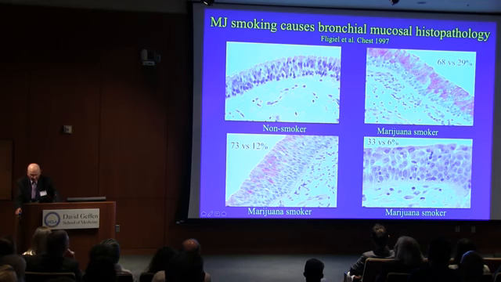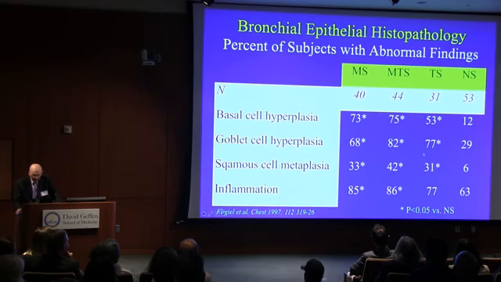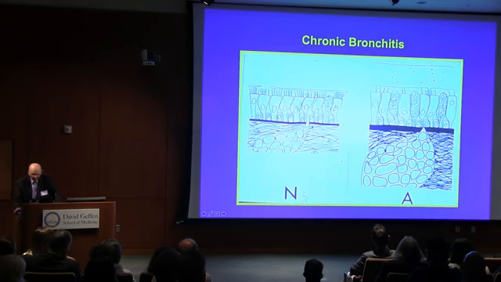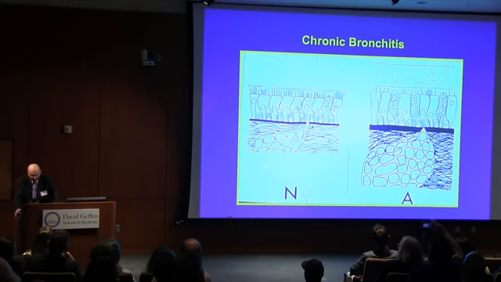It's squamous metaplasia, complete disorganization of the epithelium, which is a precursor of the development of lung cancer. 33% of the marijuana smokers actually exhibited this appearance compared to only 6% of the non-smokers. In fact, if you look at the actual data, these abnormalities were as common in the marijuana smokers as in the tobacco smokers, maybe a little bit more common in the combined smokers of the two substances. So why should the smokers of marijuana have symptoms of chronic bronchitis?